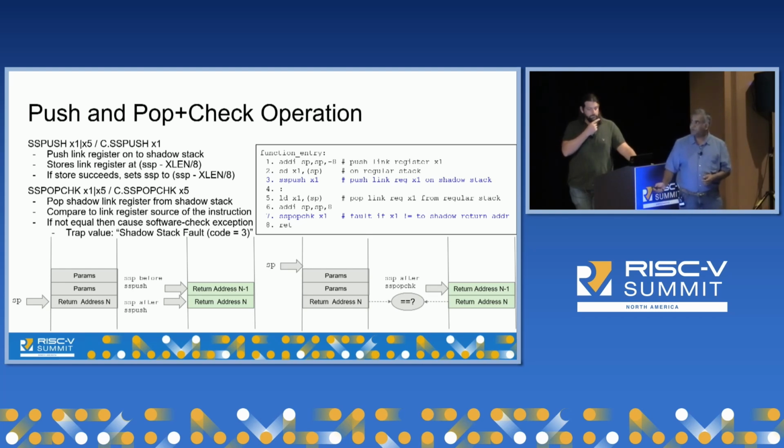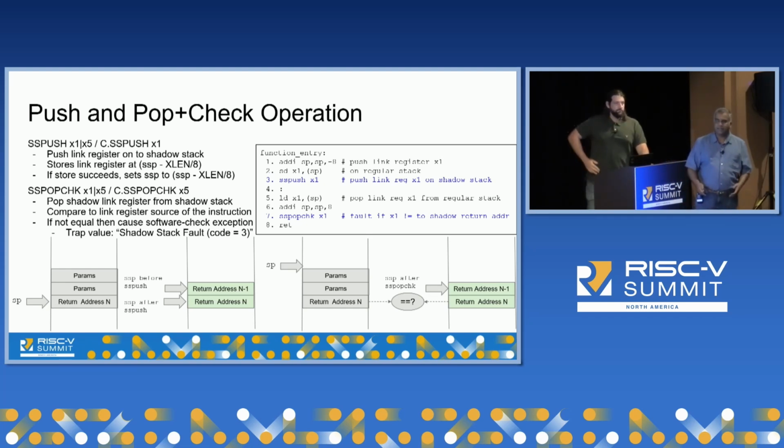And this push and pop is only needed for non-leaf functions. So if you're never going to spill the link register onto the stack, you do not need to spill the link register onto the shadow stack, which is a nice property of shadow stacks, that it minimizes the number of functions that you need to instrument with shadow stack functionality.